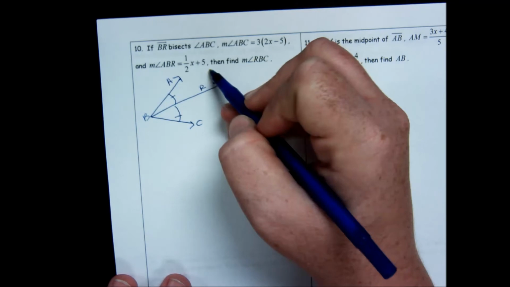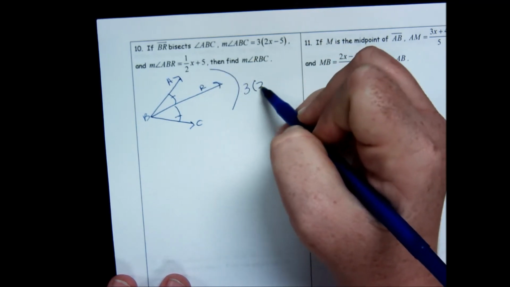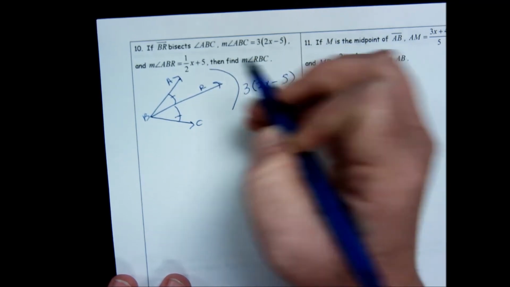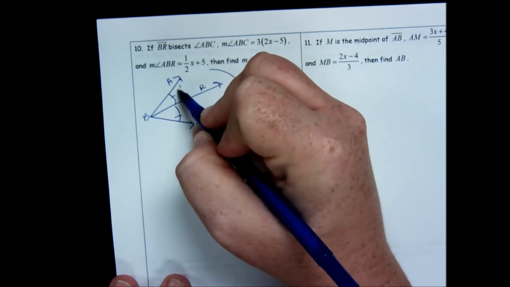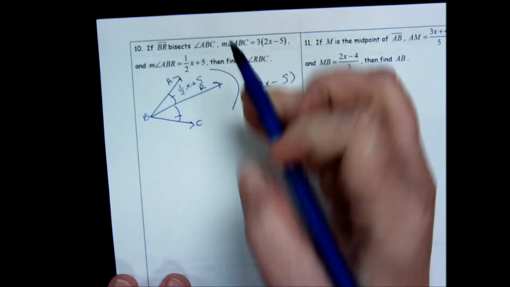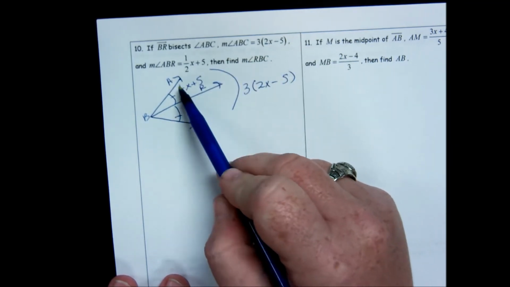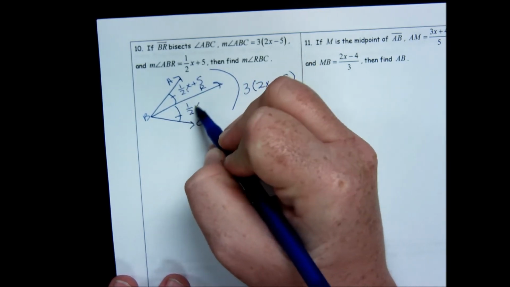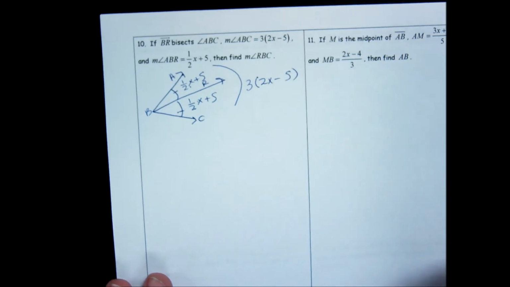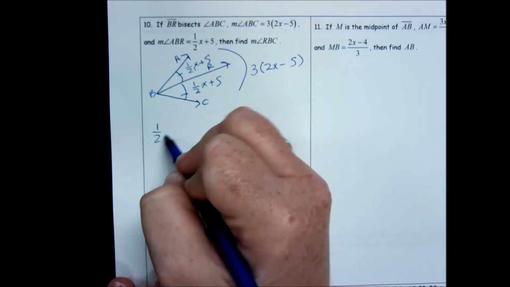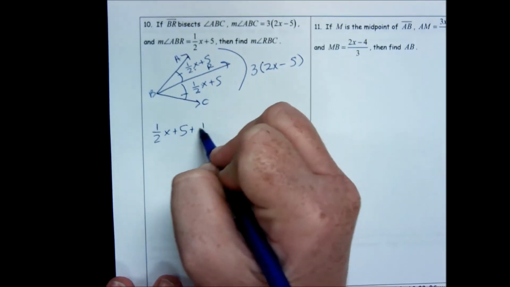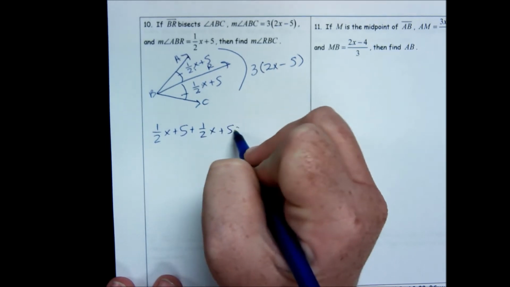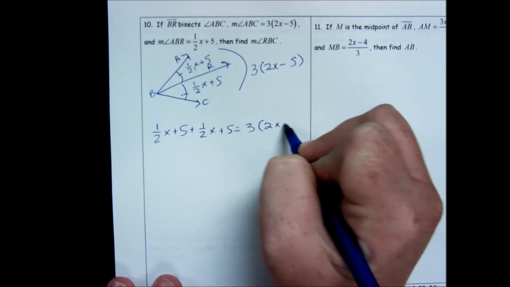It says that ABC, the whole thing, is 3 times 2x minus 5, and it says that ABR is a half x plus 5. Well, since this angle is being bisected, I know that if this is a half x plus 5, so is this. So now I can use the angle addition postulate. A half x plus 5 plus a half x plus 5 equals 3 times 2x minus 5.